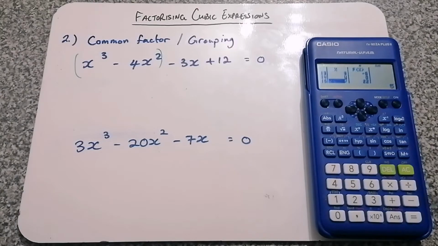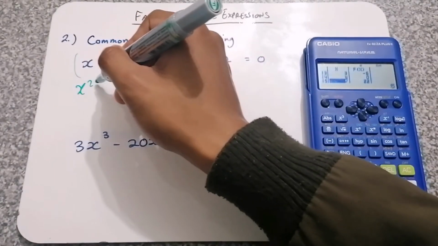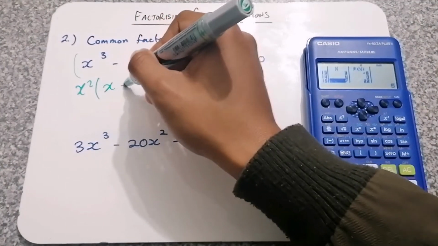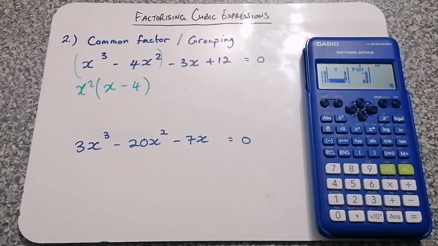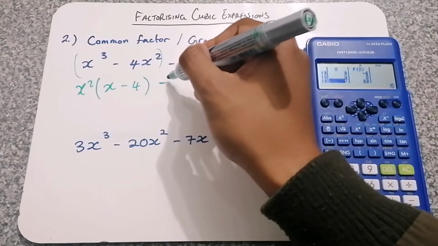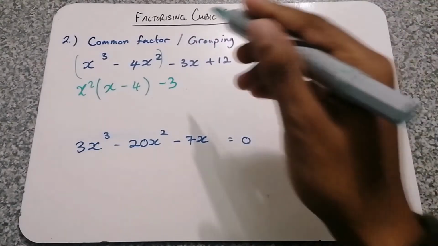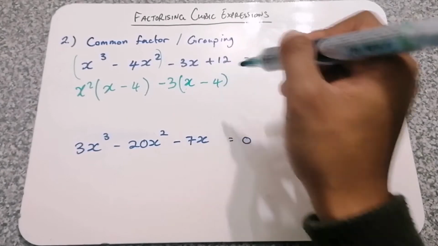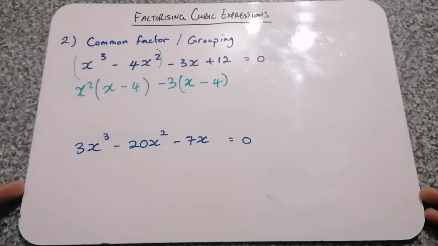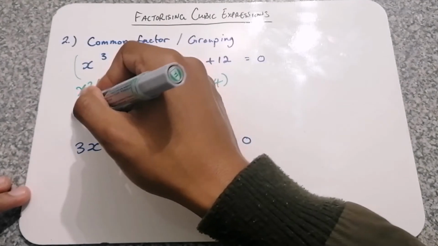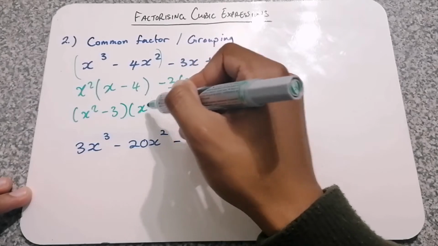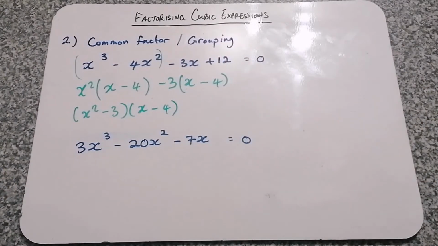If I take out x squared as a common factor, that's my highest common factor, I am left with an x minus 4. Then I look at my next two terms. I'll take out negative 3, and that gives me x minus 4. Notice I have a common bracket, so I'll write the x squared minus 3 with my common bracket x minus 4, and there we go.